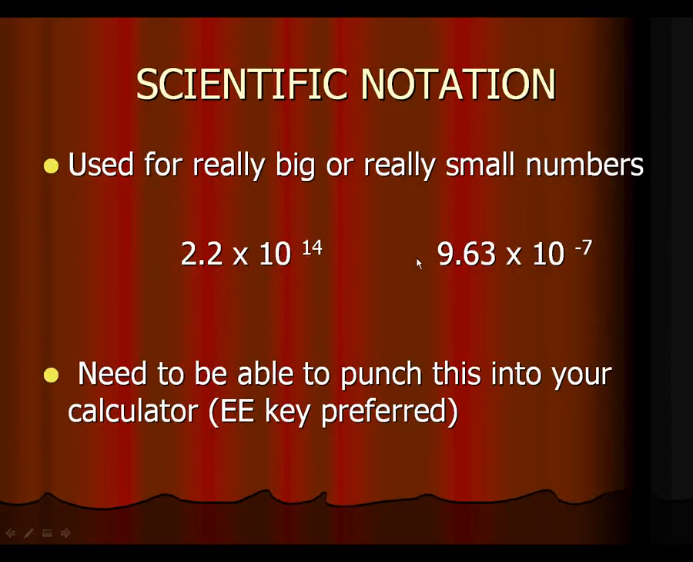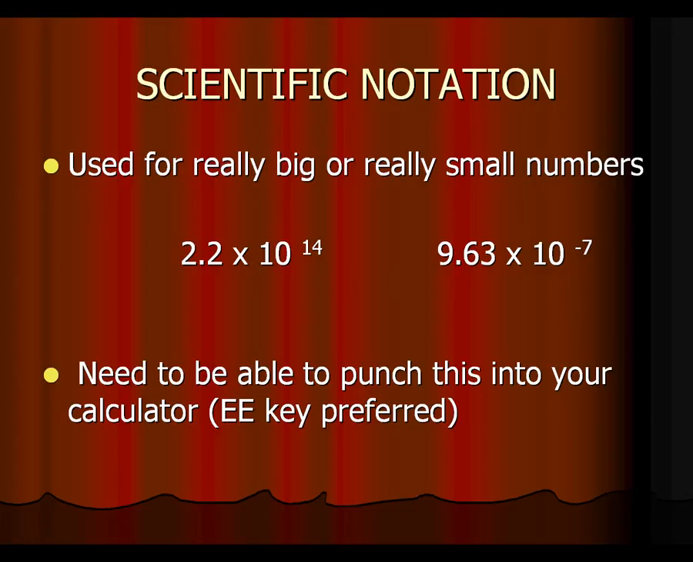We use scientific notation for really, really big numbers or really, really small numbers so that we don't have to write in all the zeros. So you'll have something like 2.2 times 10 to the 14th. This is a positive exponent, which means the decimal point would be moved to the right, so that would represent a really big number. This is a negative exponent, so that means the decimal point would be moved to the left, so this would represent a very small number.